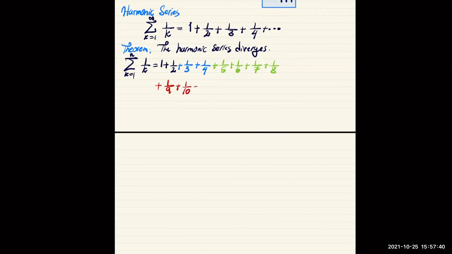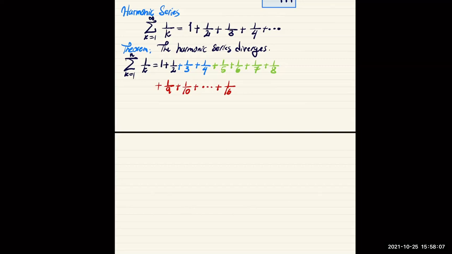And I'm not going to write every number because it's going to take long. So last is 1/16. Yeah, this one has 8. Next group is going to have 16 terms. It would start with 1/17 plus 1/18 all the way to 1/32. Okay, and this thing goes forever.